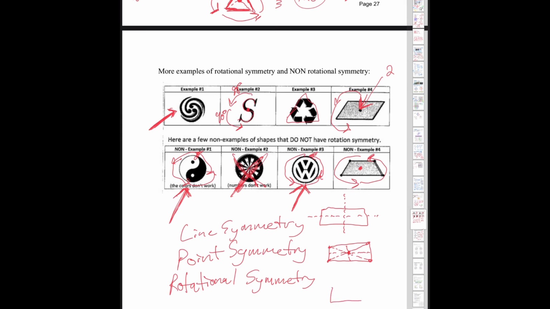Now, rotational symmetry for a rectangle, if we wanted this rectangle to look the same, we would have to rotate it twice. Okay? So the order of this would be 2, right? Because 360 divided by 2 gives us 180, which is our angle of rotation here that we have to go to make it look the same.